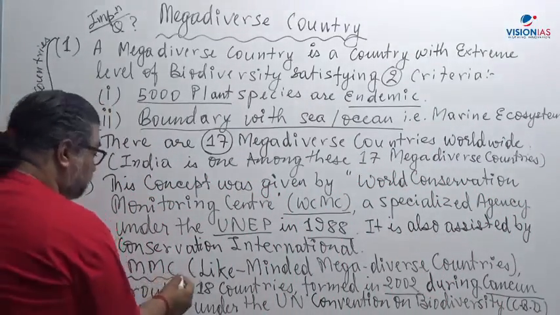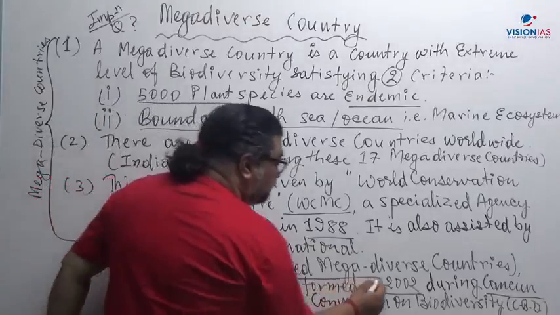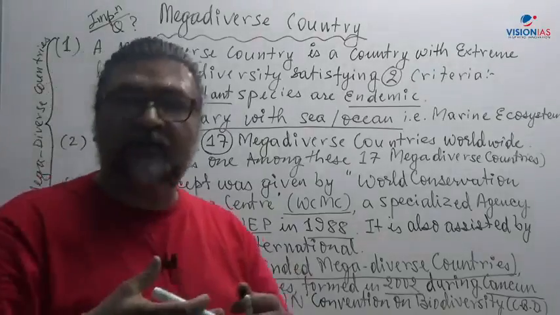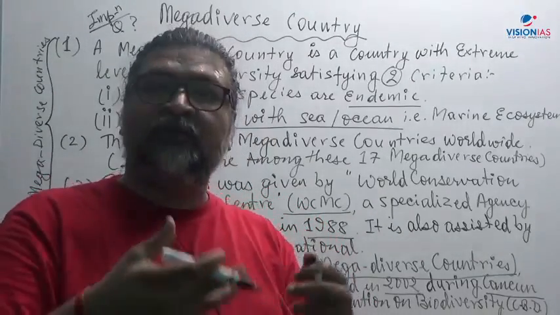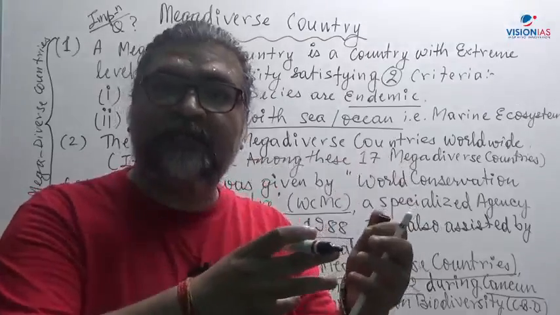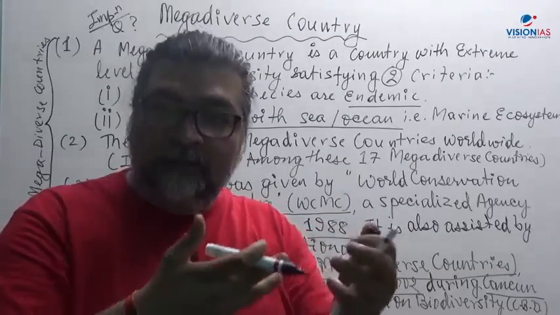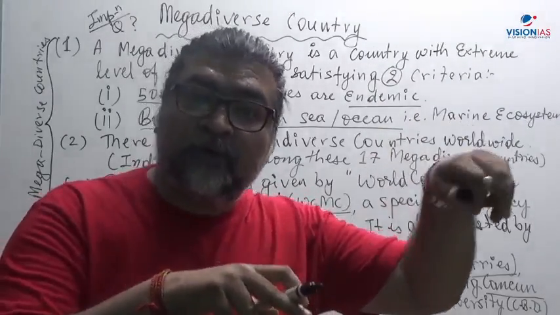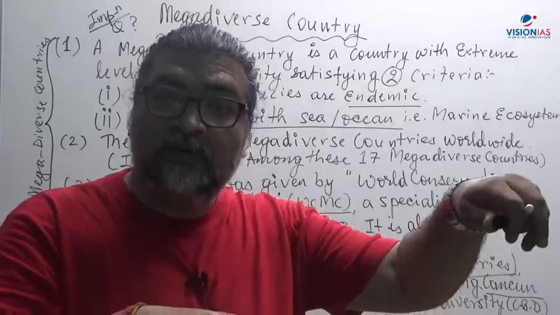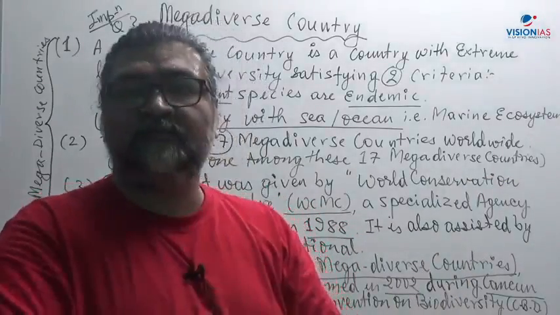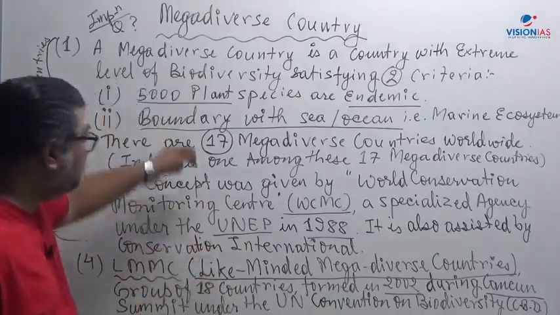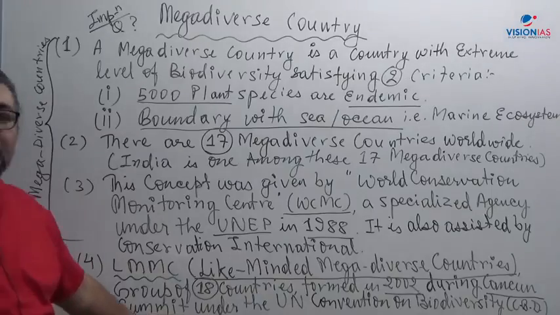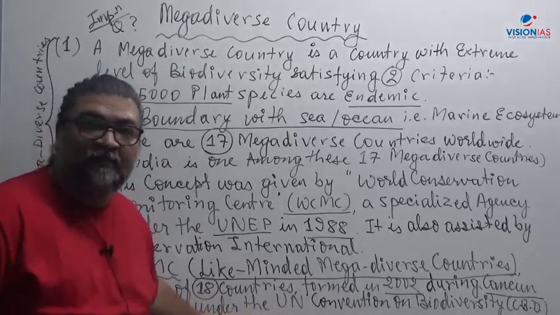Whereas LMMC, like-minded mega diverse countries, is just a group of countries which came together in 2002 during the Cancun summit under the Convention on Biodiversity to cooperate with each other in conservation and to promote other countries to join the CBD, Nagoya Protocol, Cartagena Protocol, Kyoto Protocol. So this concept is different from the above concept. 18 countries are part of LMMC. Please don't mix LMMC with mega diverse countries.